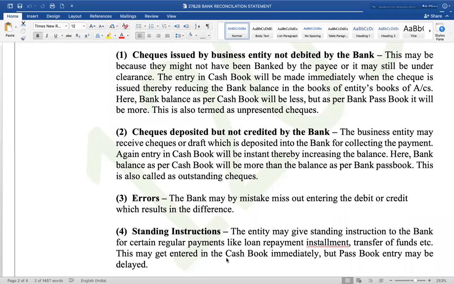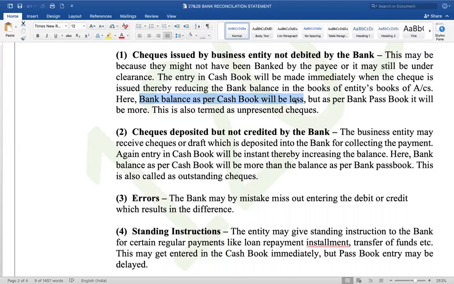Checks issued but not presented. When you are issuing a check to anybody to whom you have to pay money, what will you do? As soon as you give the check, you will reduce that amount. Let's say the balance in the bank is 10,000. When you issue a check for 5,000, to that extent you will reduce as a cashier of the company.